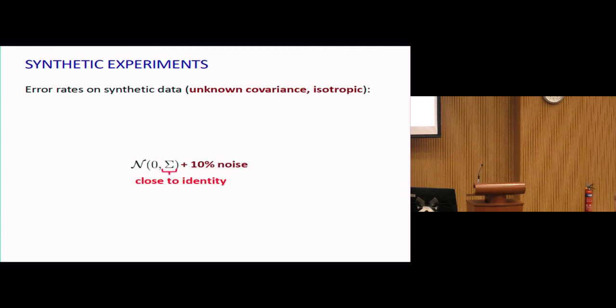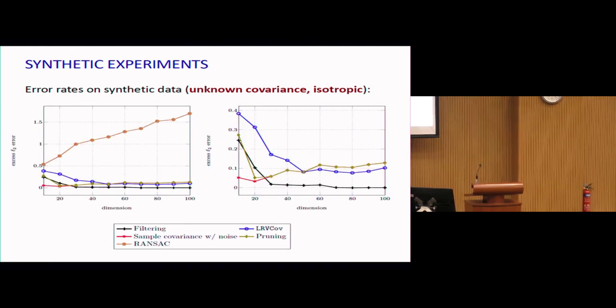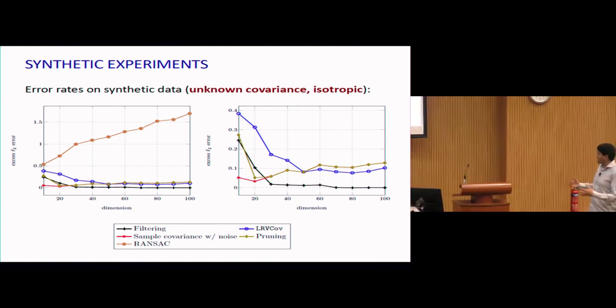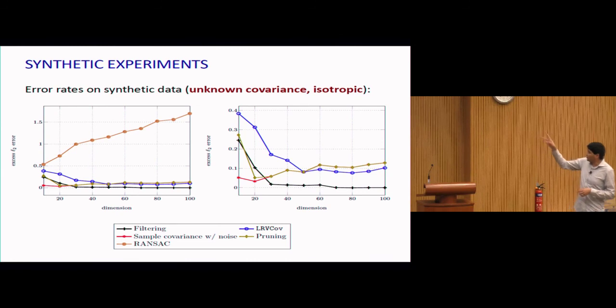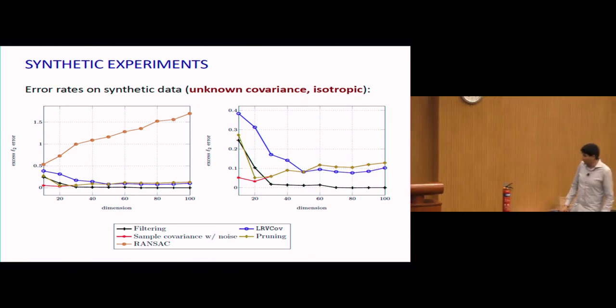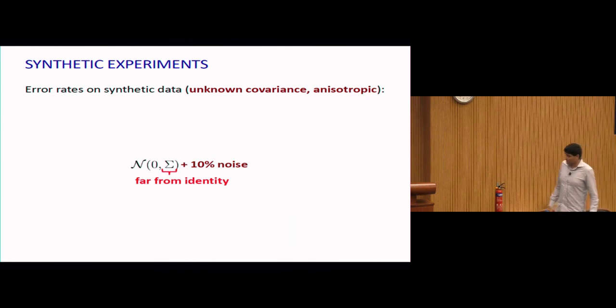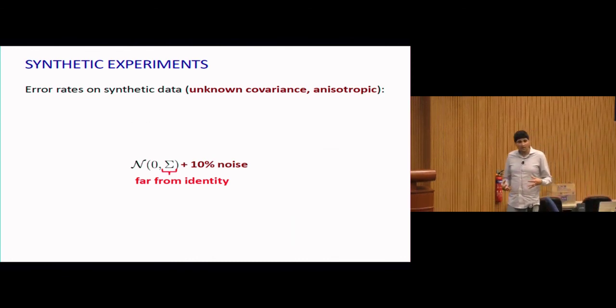Now we can do even fancier experiments. What about the case of the unknown covariance? Now here you can think about the covariance first as being something close to the identity. That's something which is somewhat isotropic. When you add your own noise, then you can see the same types of bad behavior for some of the things like RANSAC. And here are the black and blue curves that I mentioned between our algorithm and the Lai, Rao, and Vempala. One of the neat things is you can also do this experiment and think about a covariance which is really distorted along some axes.